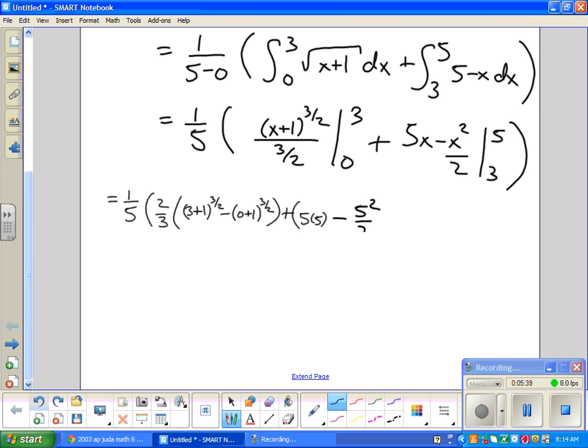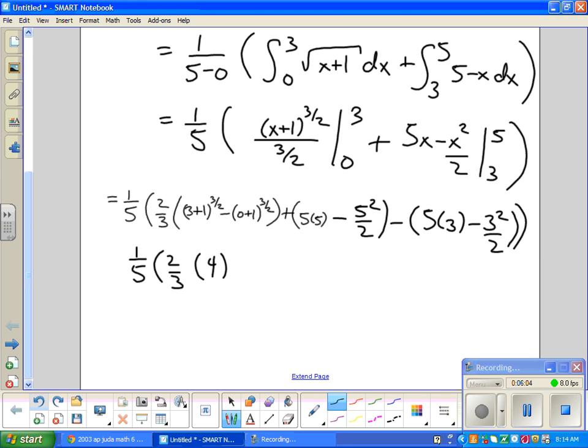5 squared over 2 minus 5 times 3 minus 3 squared over 2. There. All right. Now here I go, 1/5 of, and this is where I just don't want to make a math mistake. You know what I mean? I worked pretty hard to get here.